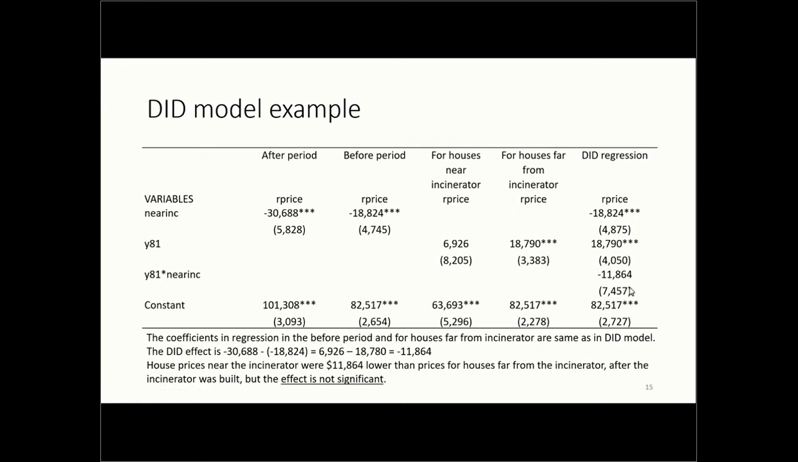So again, here we're concluding that house prices near the incinerator were $12,000 lower than prices far from the incinerator after the incinerator was built. However, this effect here was not significant. So our overall conclusion would be that the building of the incinerator did not significantly lower house prices further from what they were lower to begin with before the incinerator was built, because that difference is not significant. That's the conclusion here. So this concludes the difference in differences example.